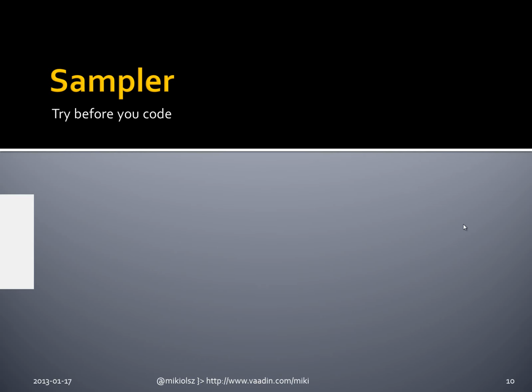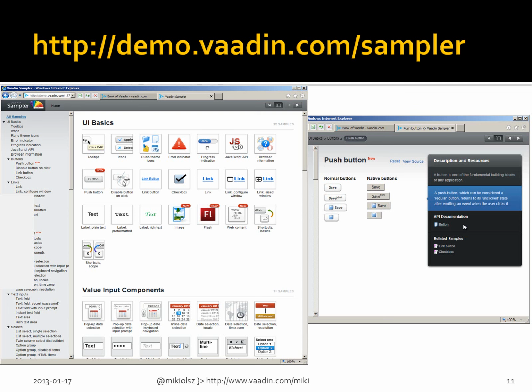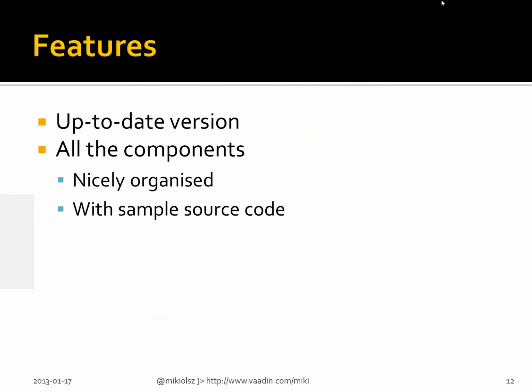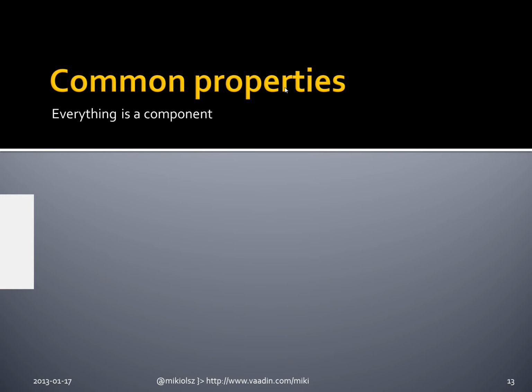Now about sampler. Vaadin sampler is available at the above address, and it looks like this. The screenshots are made deliberately with Internet Explorer to show you that it works even in that browser. Your application will be running as expected in Internet Explorer. So what it features, it features up-to-date version of Vaadin, and all the components, they are nicely organized and they contain source code.